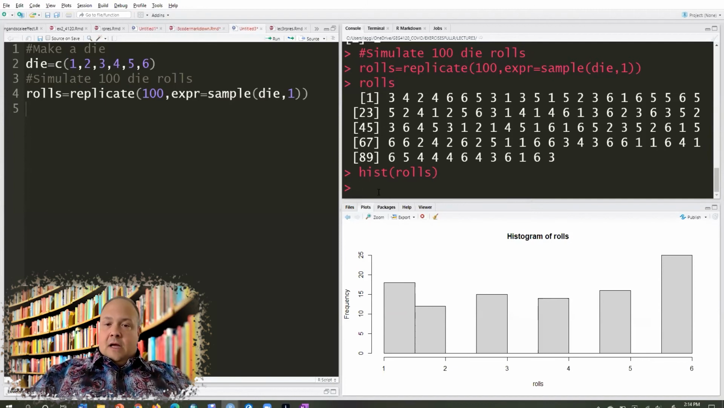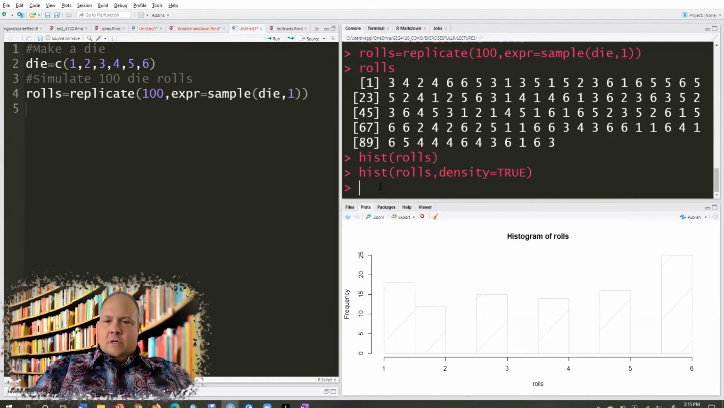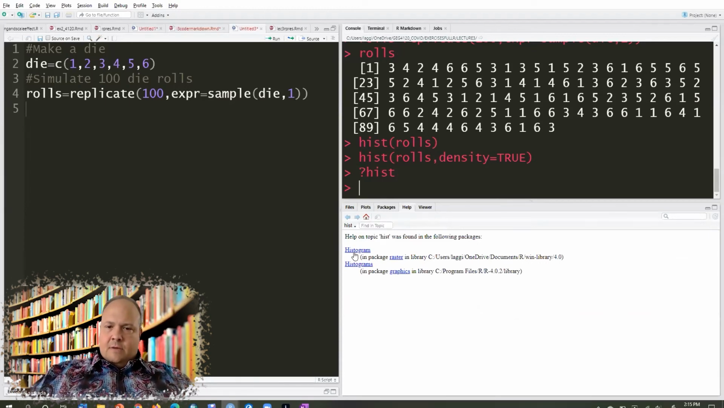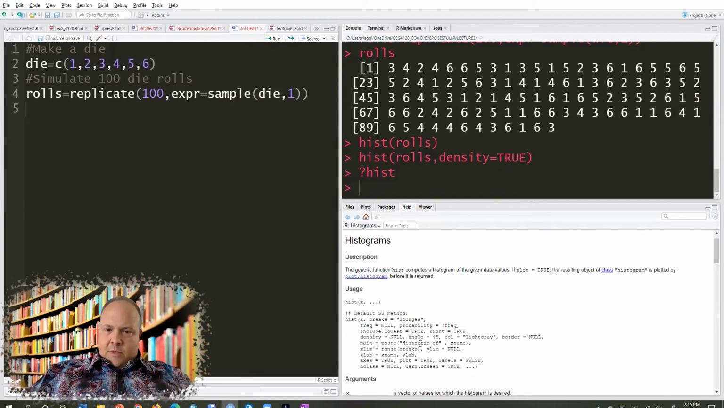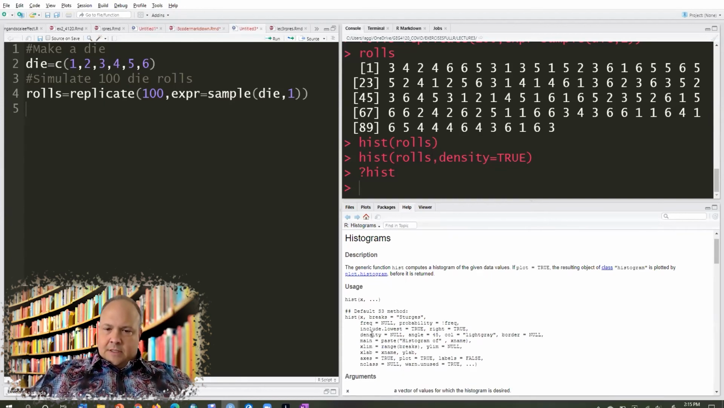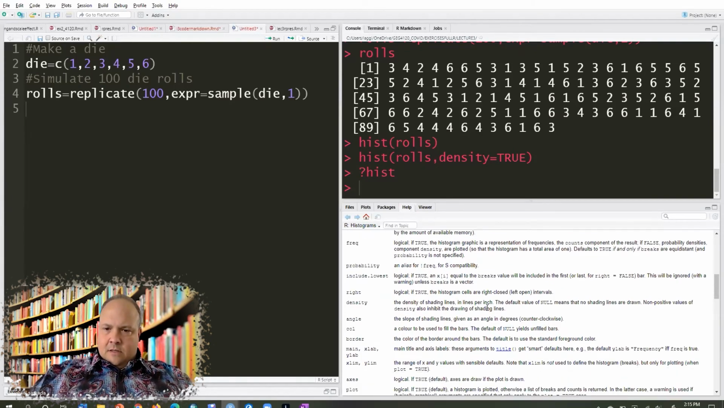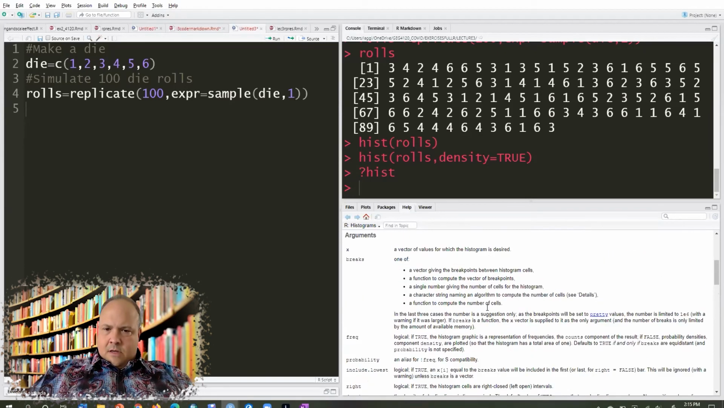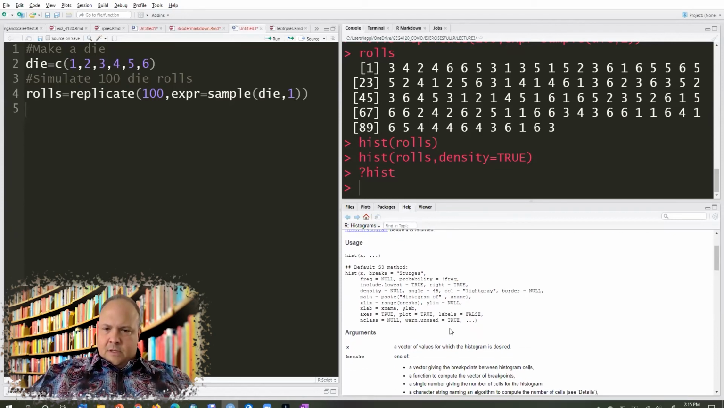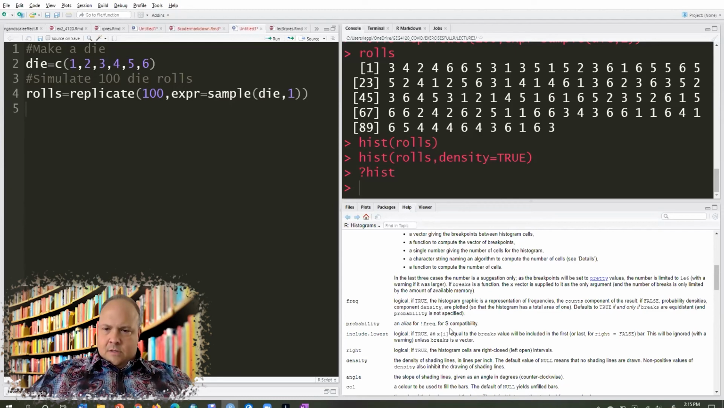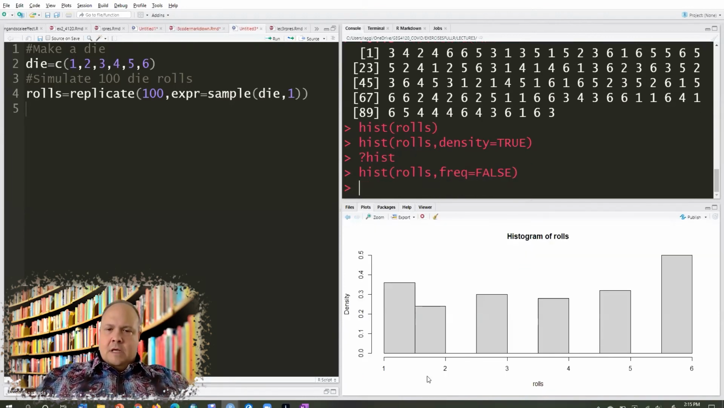Here we'll put it in terms of density. So hist rolls, like so. Oh, that's not how I wanted that. Let's just look at hist for a second. I can't remember which parameter it is. So histogram in the regular graphics package. We want it to be a density. Or probability equals true, no, frequency. I think we just want frequency equals false, to look at proportional. So we'll say freq equals false. That's better. So now we have proportional.